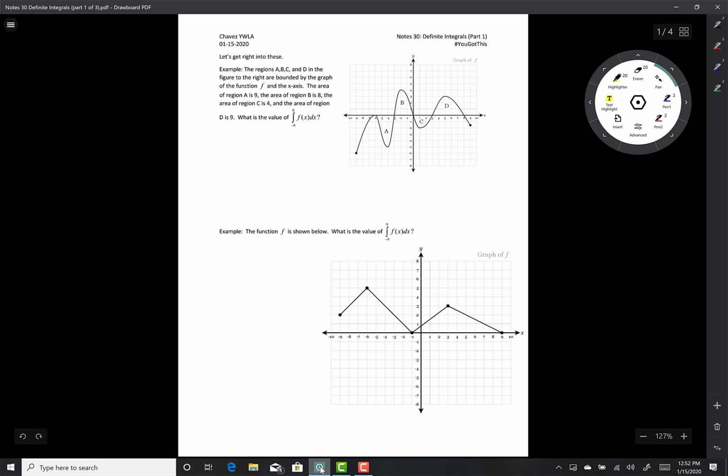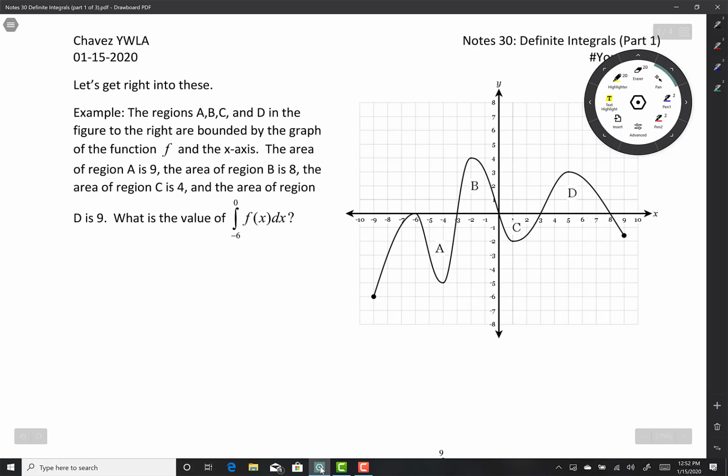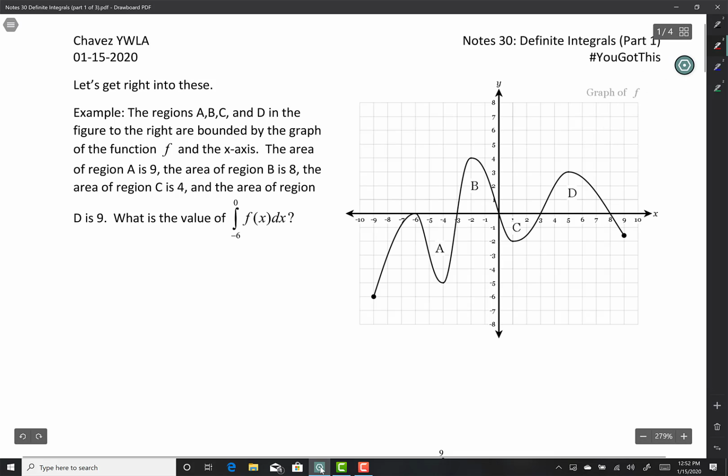All right, guys. So let's go ahead and start practicing definite integrals. We still haven't done the fundamental theorem of calculus yet, which will be sometime. Maybe we'll start it Friday. Maybe we'll do it next week. We'll see. So let's start.